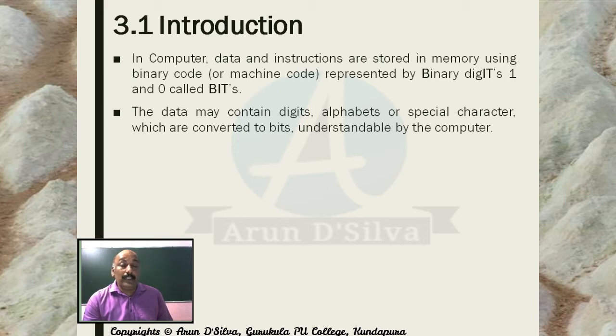Machine code will be there only in 0 and 1. So for A there is a code, for R there is a code, for U there is a code, for N there is a code. Altogether, these codes put together are sent to the computer. So this is called understandable code to the computer, which is converted into bits. Each digit in that code is called a bit.